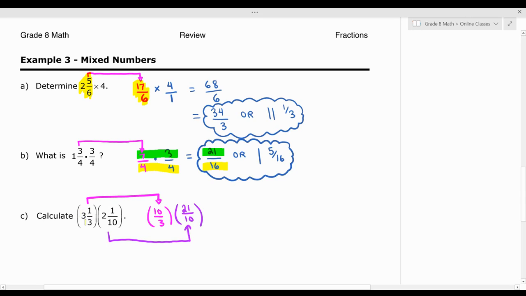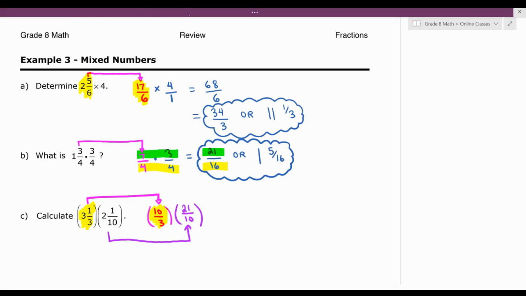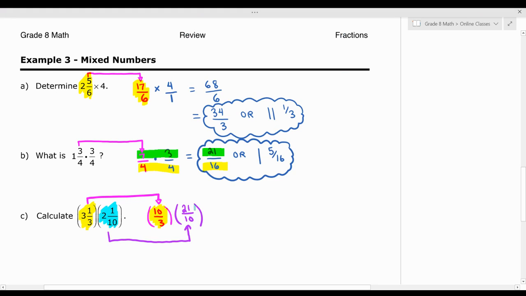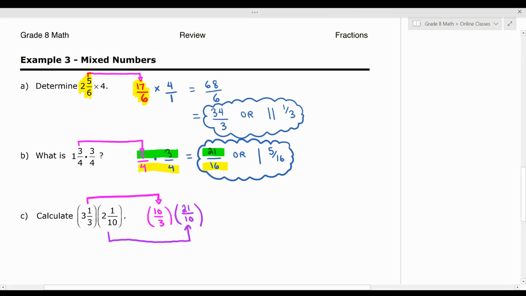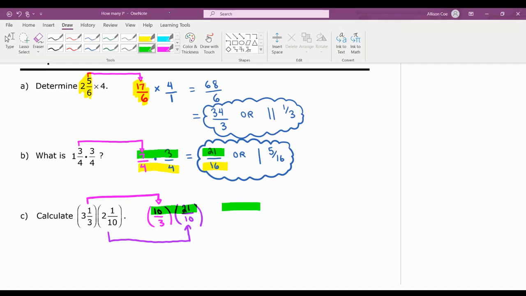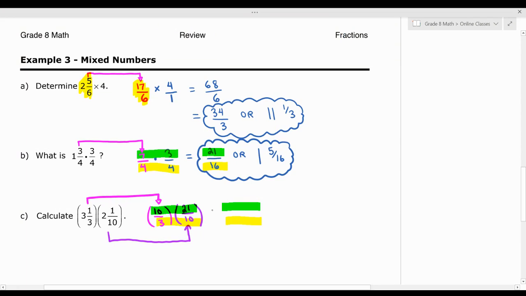Right, so again, these two represent the exact same number, just a different format. And then these two represent the exact same number, just a different format. And then I'll just undo that, so then I can do my top times top, bottom times bottom. I will get 10 times 21 will be 210 over 3 times 10 will give me 30. And then I'm going to check, can I simplify that down? Can I divide top and bottom by the same number? And then what I notice is actually 30 will divide evenly into 210. So the answer to this would be 7.